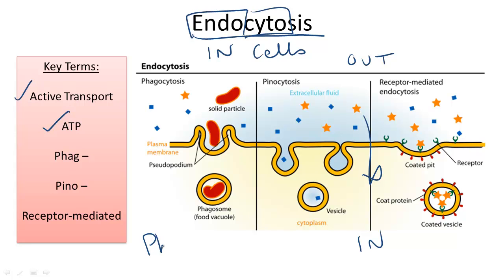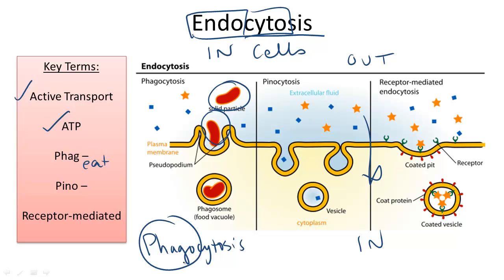The first is called phagocytosis. Phagocytosis occurs when there are large particles that we must engulf. Phago actually means to eat. So think of phagocytosis as the cell membrane eating up large particles such as bacteria or large proteins in order to bring them into cells through what's known as a vesicle, a small pinched off piece of the phospholipid bilayer.